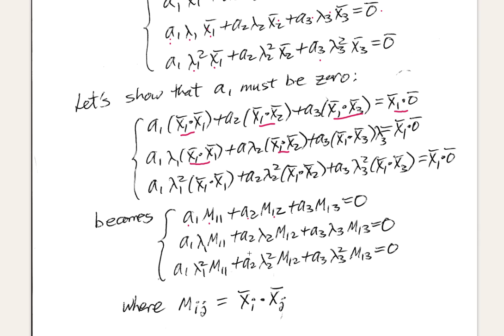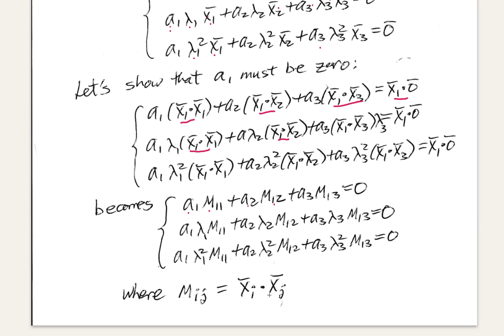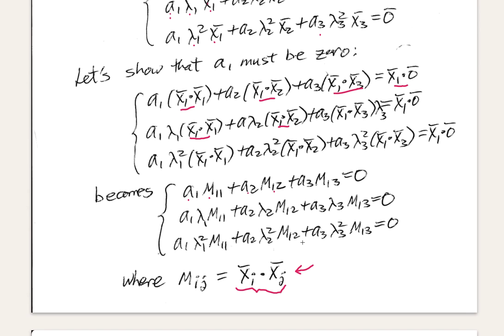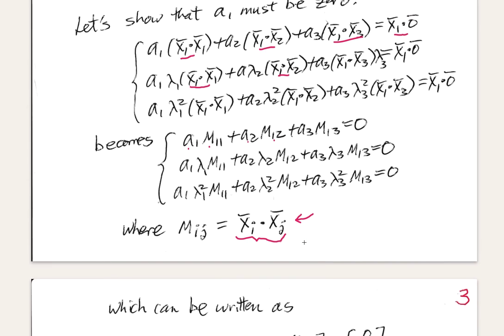You've got lambda 1, lambda 2, lambda 3, lambda 1, lambda 2, lambda 3 squared. Okay, what is that number here? M sub ij is the dot product of x sub i with x sub j. So that's what each of these means. So m sub 1 2 would be what? x sub 1 dotted with x sub 2 and so forth. Those are just numbers, as you can see.